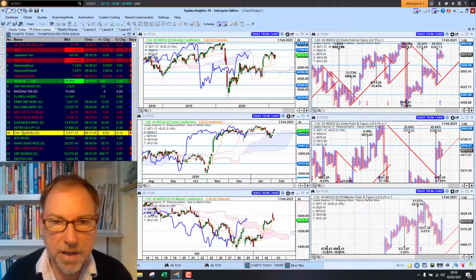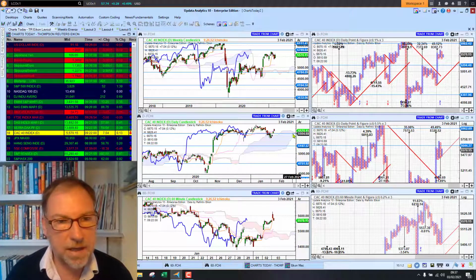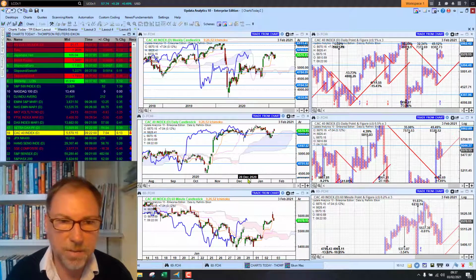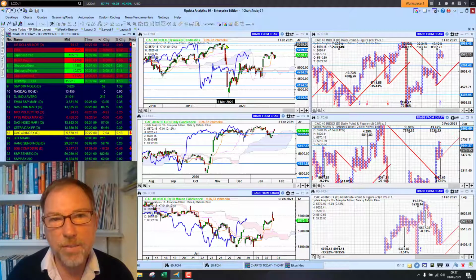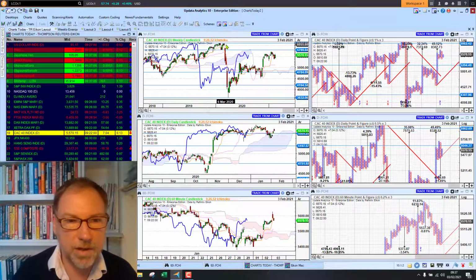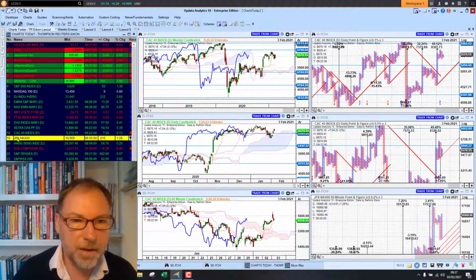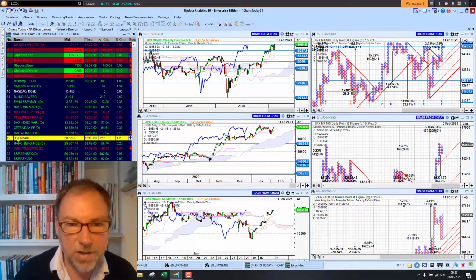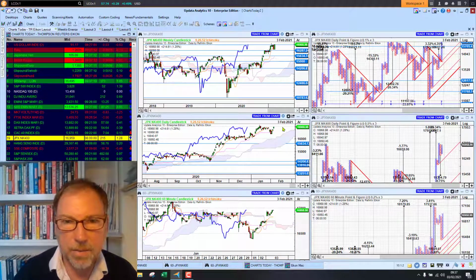The CAC 40 in France, we're seeing sideways here. It's up just 0.13% this morning, so not as strong, and still a long way from making a new high on the chart, so that's quite key as well. In Japan, we're up 1.3%. The weaker yen and stronger dollar are helping there, and we're just pushing higher.